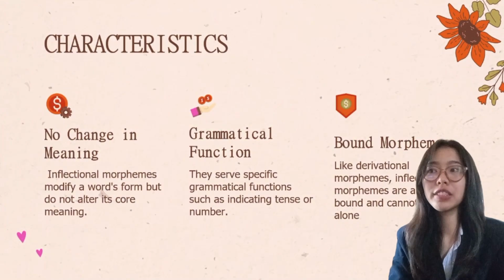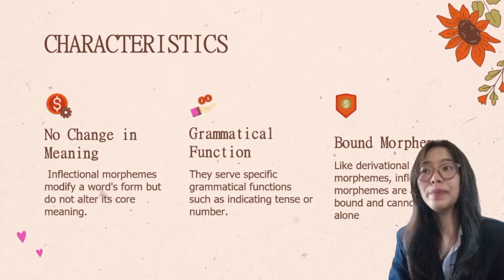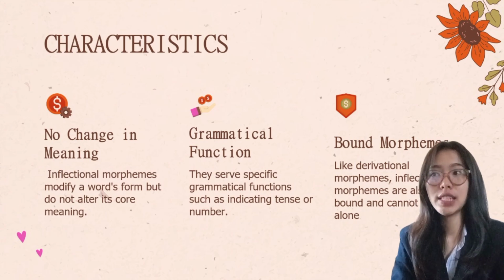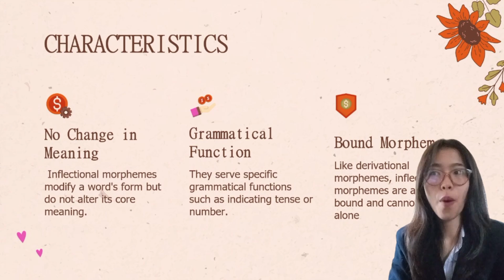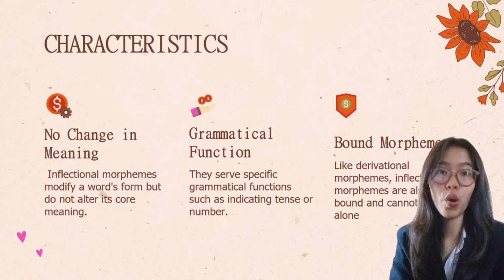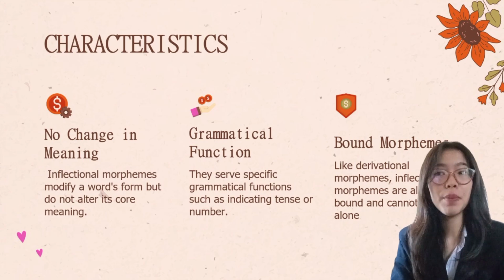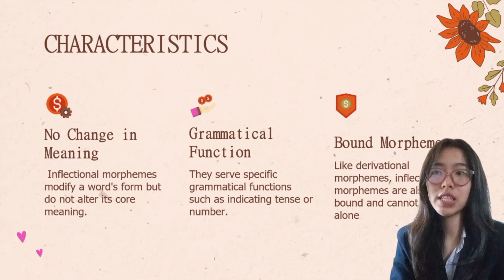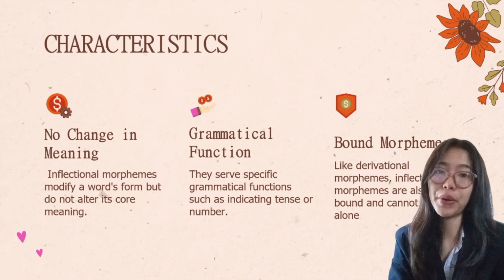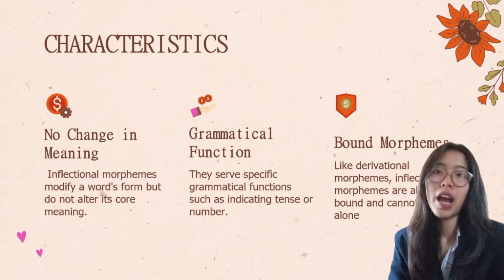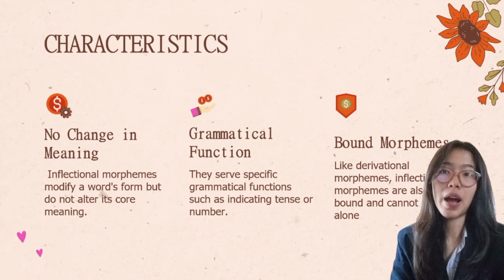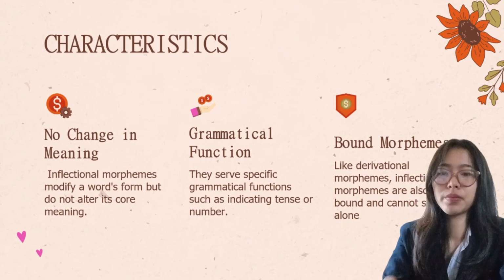And here are the characteristics of inflectional morphemes. Number one is no change in meaning. Inflectional morphemes modify a word form but do not alter its core meaning. Number two is grammatical function. They serve specific grammatical functions such as indicating tense or number. Number three is bound morpheme. Like the derivational morphemes, inflectional morphemes are also bound and cannot stand alone.